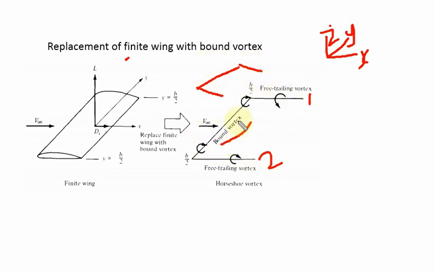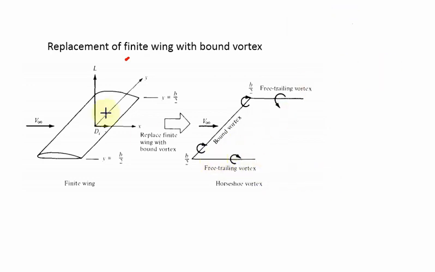Again, the bound vortex doesn't have any velocity. The velocity is induced only by the free trailing vortices. These two free trailing vortices induce the velocity on the bound vortex in terms of the downwash and the circulation. This is the point you have to remember. So the horseshoe vortex is formed from the bound vortex and two trailing vortices.